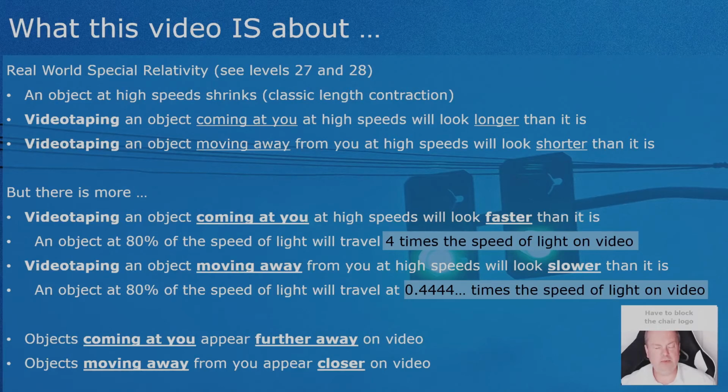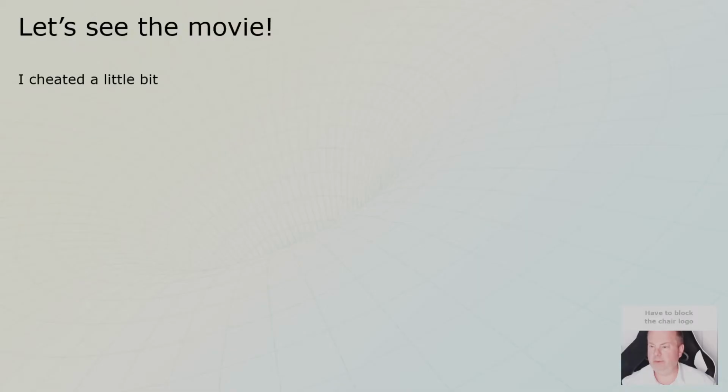So these are pretty, I would say, fascinating phenomena that happen when you try to make it real world by introducing your video camera. And what do you get in return? You get anything but the real world. You will be deceived. Let's see the movie.